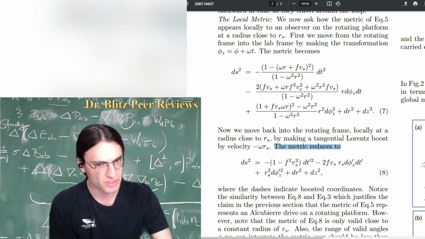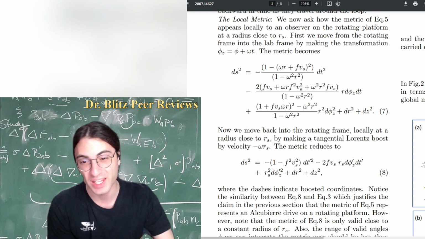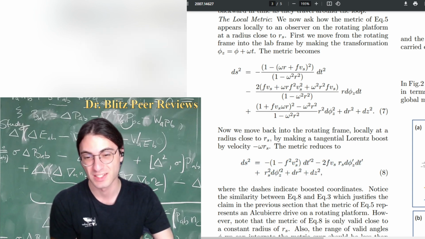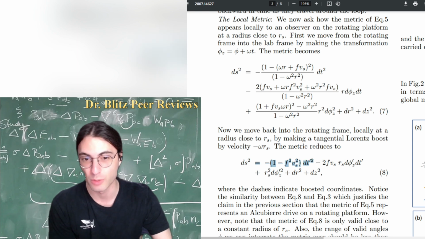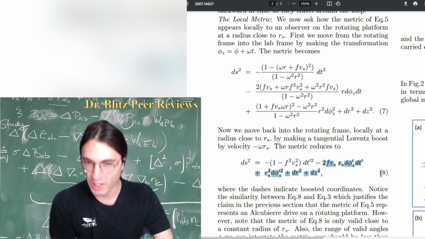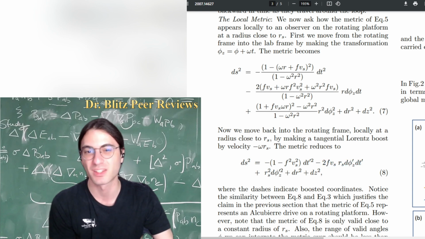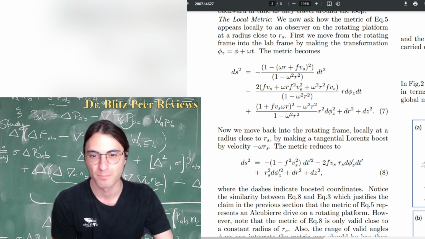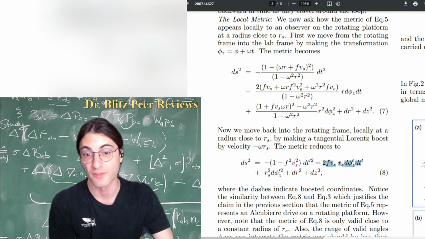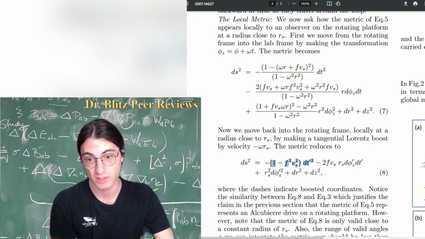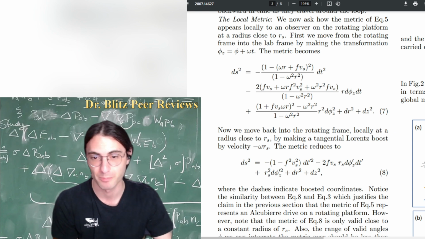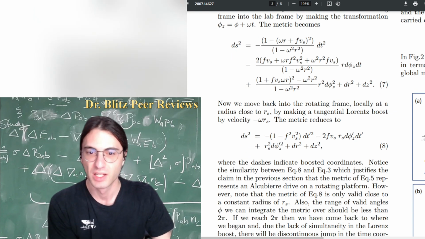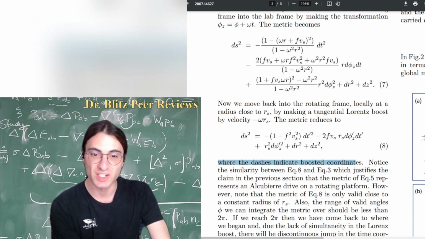Oh, this is really quite nice. So then the metric reduces to this. Now it just looks like the Alcubierre drive, but it has one extra term, which is kind of funny. It's a mixing of space and time. The normal Alcubierre drive wouldn't have this term. It would just have this. But here they have a little bit extra because, I guess, the space-time is rotating. They even say it here, where the dashes indicate boosted coordinates.